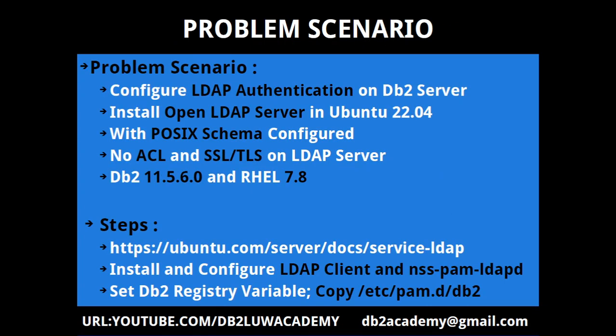And this is the problem scenario. We want to configure LDAP authentication on our Db2 server. What it means simply is the username, the password, and the groups, which is called the POSIX schema or the POSIX account information, which is like in your /etc/passwd and /etc/group files, and an /etc/shadow file. So these things are going to be residing on the LDAP server, which will be different.